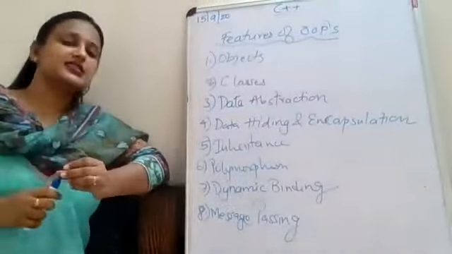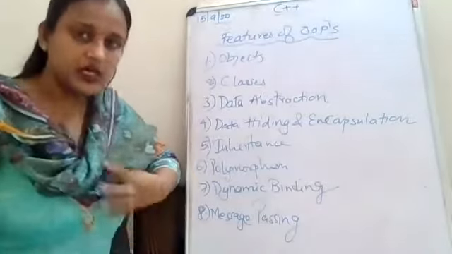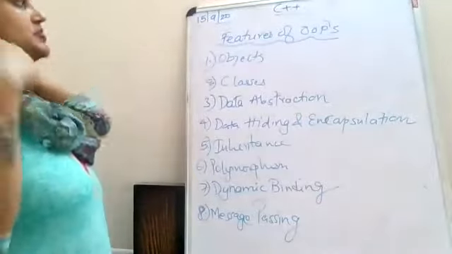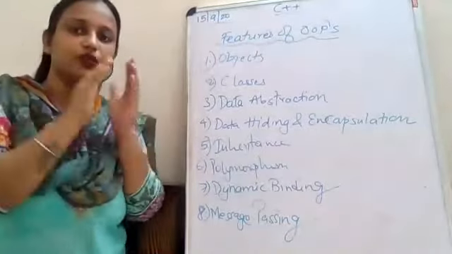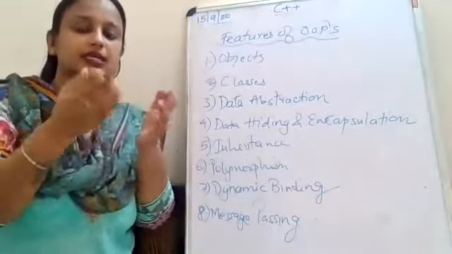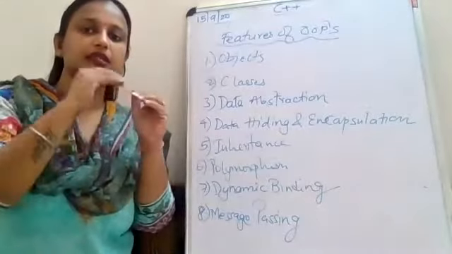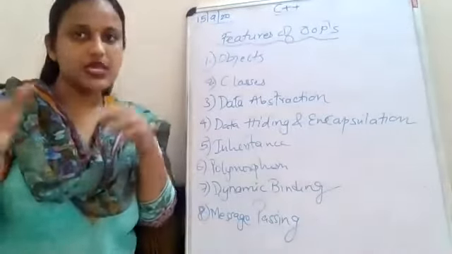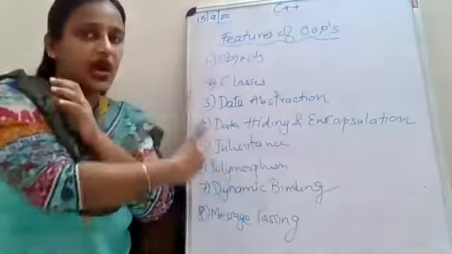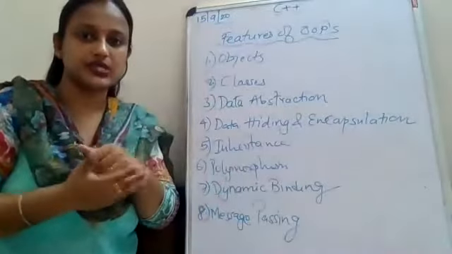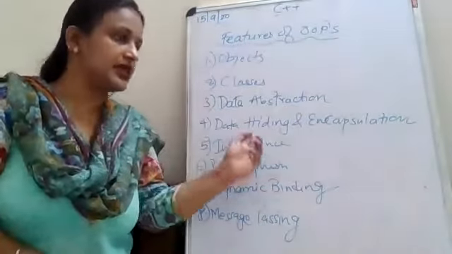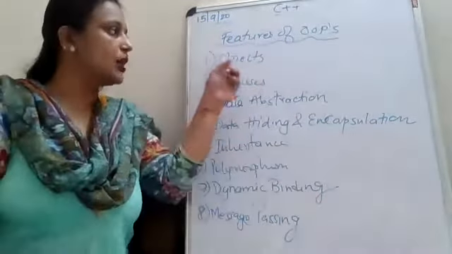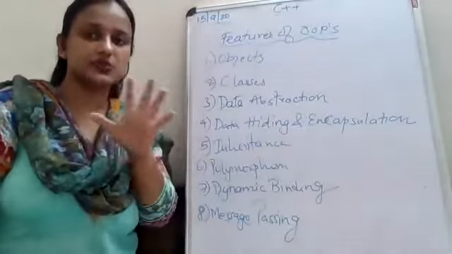Okay, now these are the main features of OOPS. Okay, the very first feature is objects and classes. Okay, this comes in the exam for 4 marks. Either they give you that explain the following features of OOPS, and they give you any 4 out of this 8. Generally, what is asked is inheritance, polymorphism, data hiding and encapsulation, objects and classes. These are the basics which are asked.